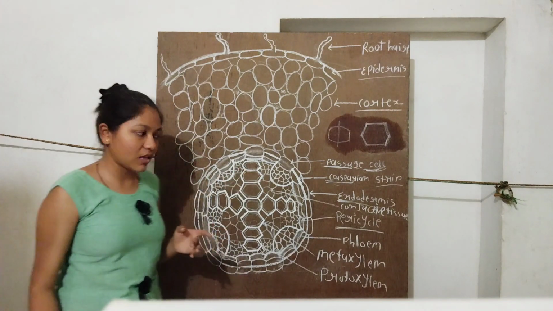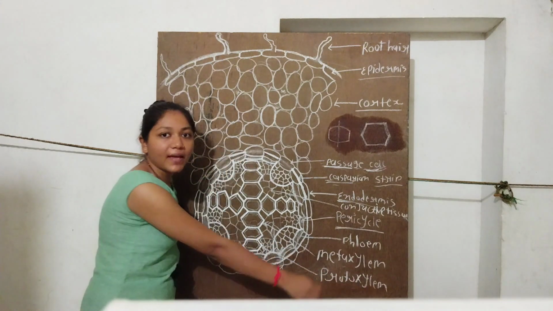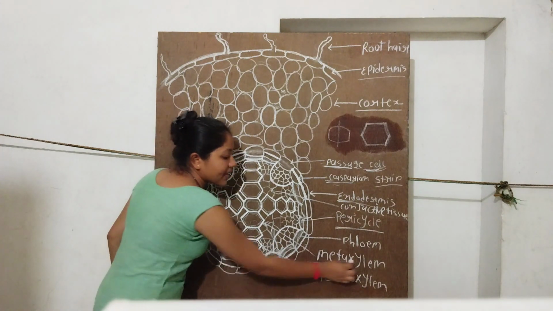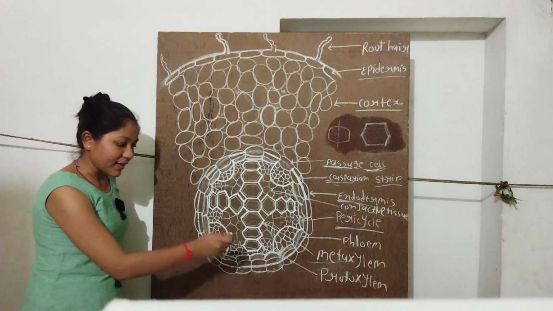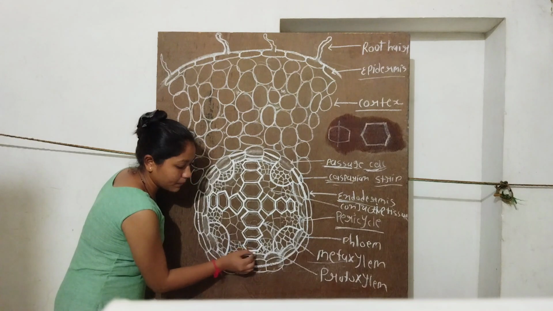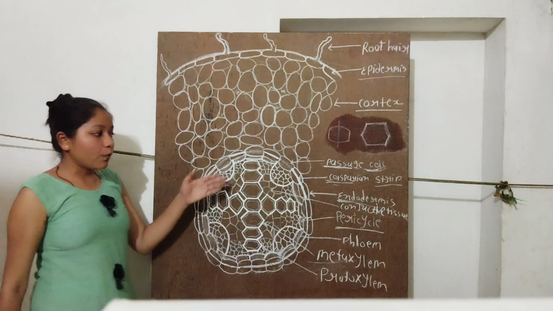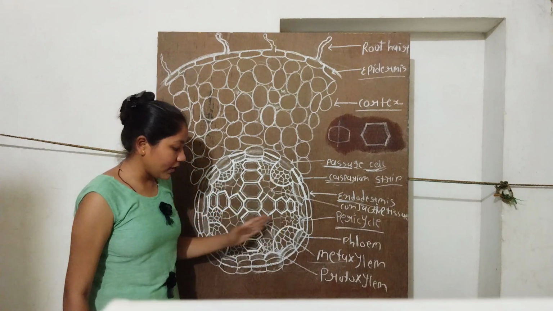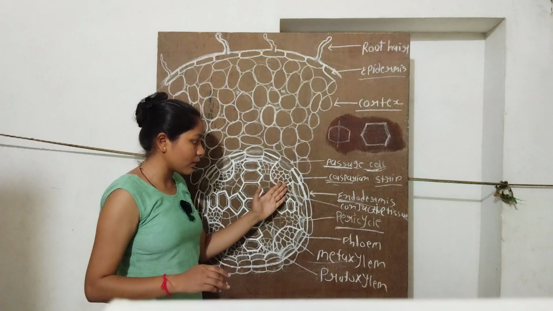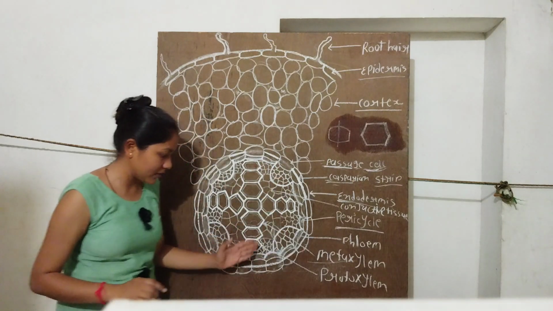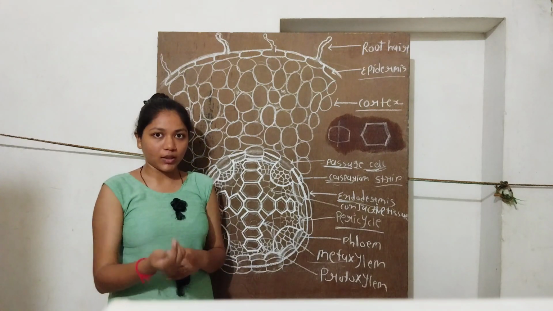What do we mean by exarch? Exarch means the protoxylem is on the outer side and the metaxylem is on the inner side. This one is the protoxylem and this one is the metaxylem. Now phloem is present 4 in number and alternate to xylem, meaning one xylem, one phloem, one xylem, one phloem. Both are alternate to each other.